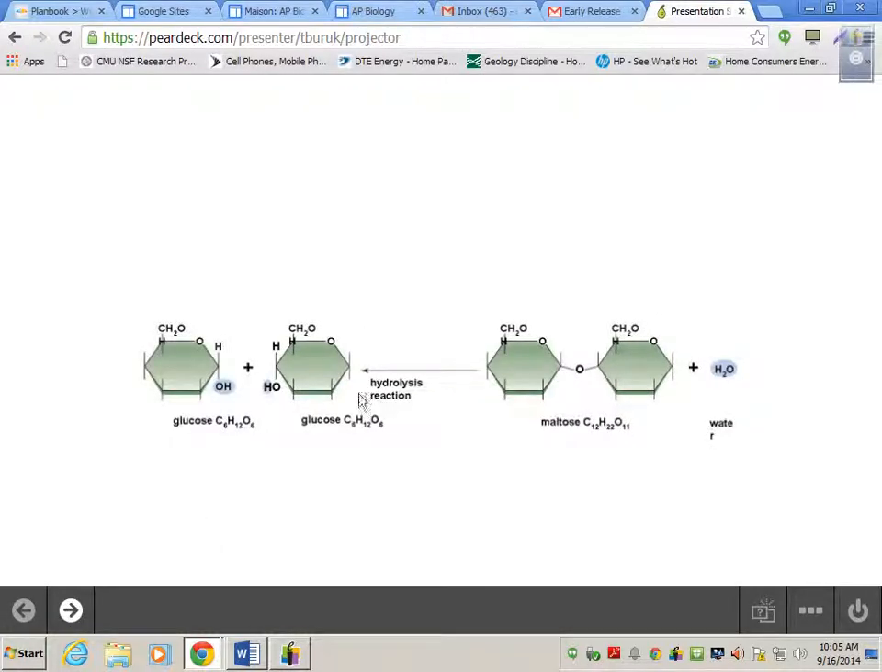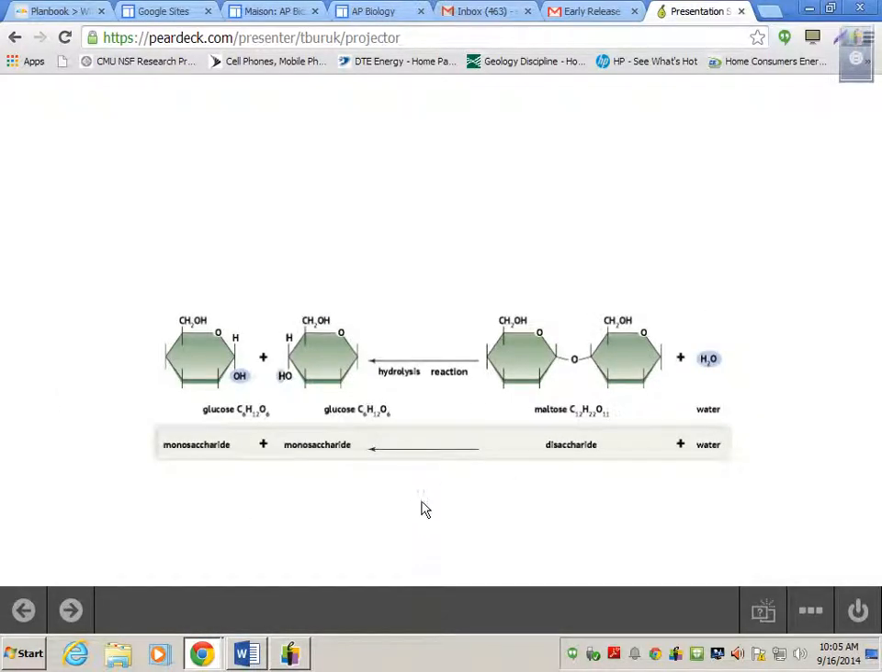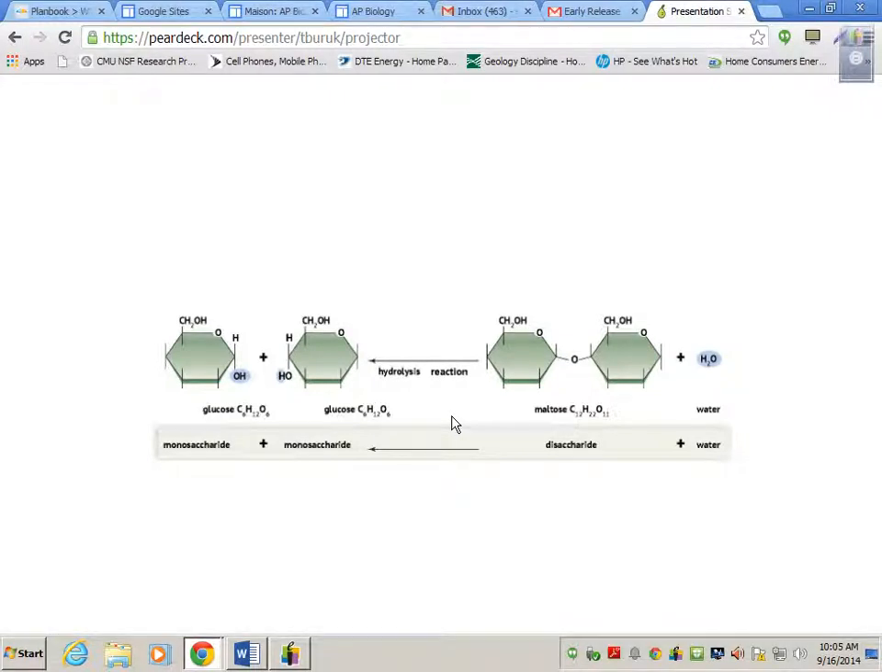It's called a hydrolysis reaction because water is being added to a disaccharide to separate it into 2 monosaccharides. In this case, maltose is the disaccharide, and the 2 glucose are my monosaccharides. Okay? There's no water in the product, so I know it's a hydrolysis reaction because the arrow is pointing away from my water molecule. Okay? Are there any questions about dehydration synthesis or hydrolysis?